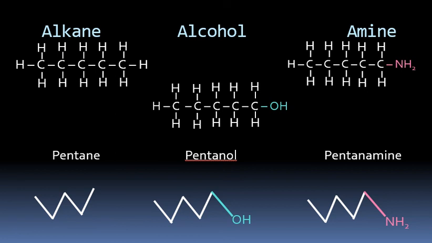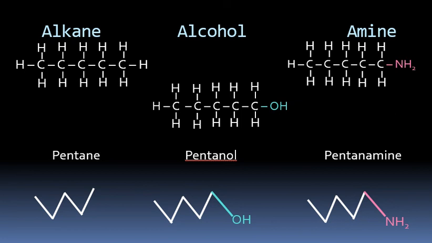And line structures, nothing changes from the typical format. For pentane, it would be 5 corners representing each carbon, and we leave out the hydrogens that are attached to the carbons. For the pentanol, we have 5 points representing all the carbons. And then the final point, since this is terminally substituted, will go to the OH group. Or in pentanamine, it will go to an amine group, an NH2 group.